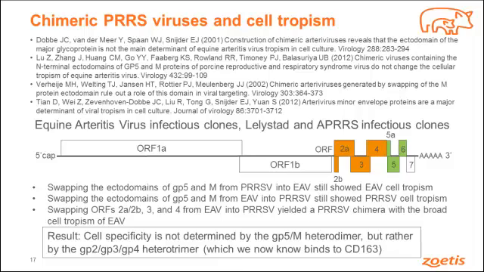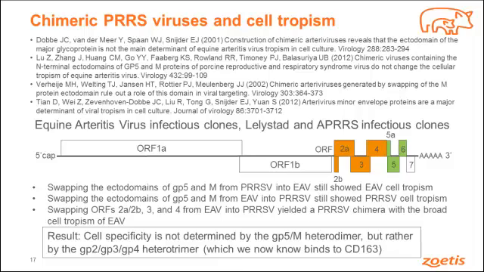This involves both the PRRS Chinese type 2 clone, Lelystad type 1, and another arterivirus, equine arteritis virus, EAV. EAV has a broader cell tropism than PRRS. PRRS has a very narrow tropism. So the question was, what structural genes, what envelope genes are responsible for this difference in cell tropism?